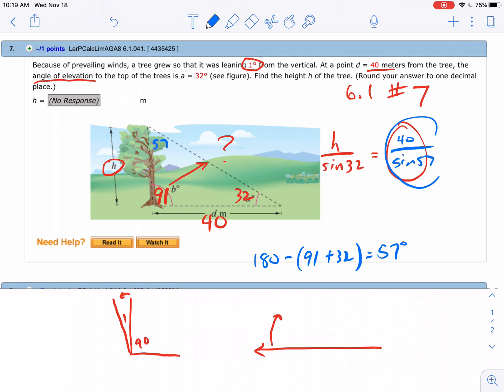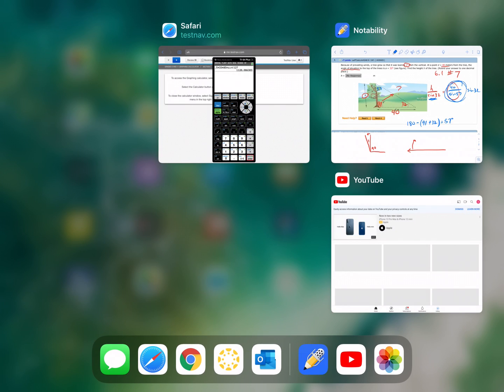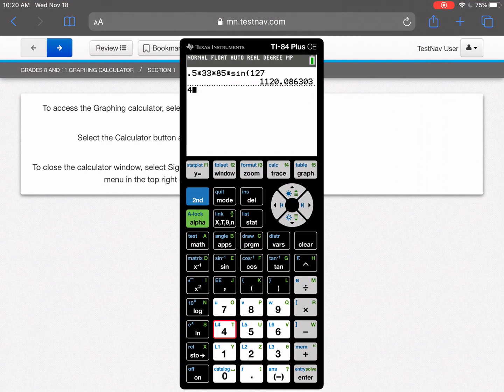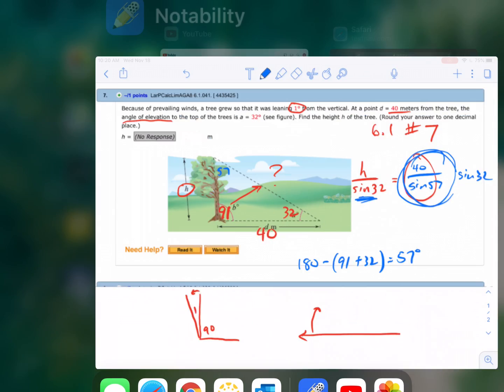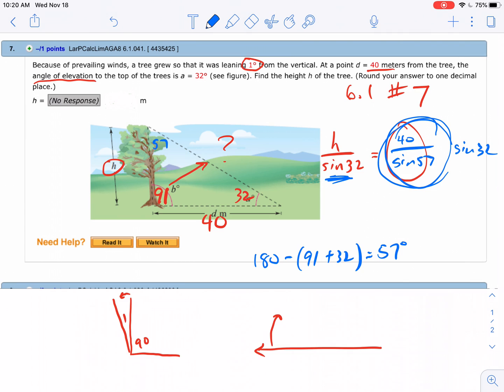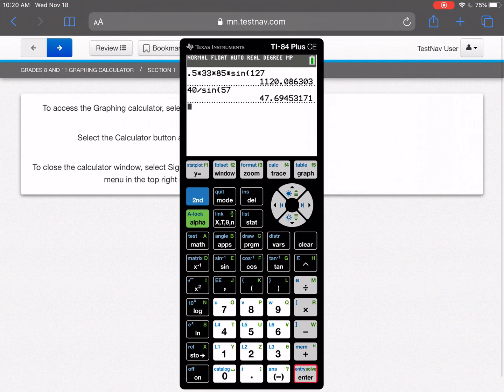Now, do this on your calculator and then multiply by the sine of 32. So I'm going to take 40 divided by the sine of 57. And then remember, we're going to multiply by the sine of that 32. And in this problem, they're saying round to 1 decimal place. So I'm going to round up to 25.3.